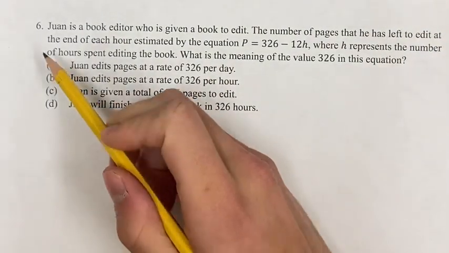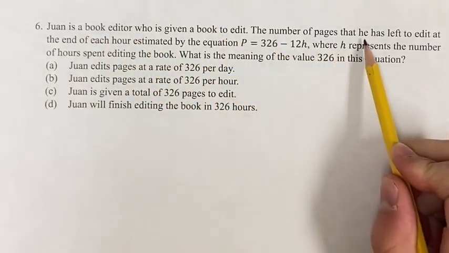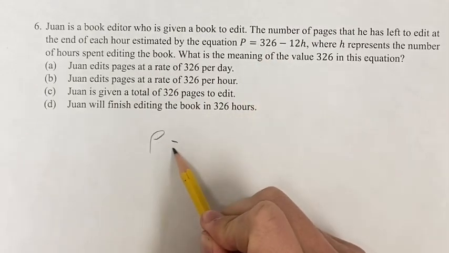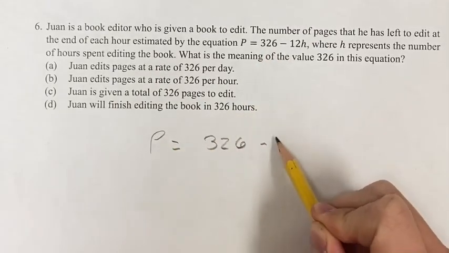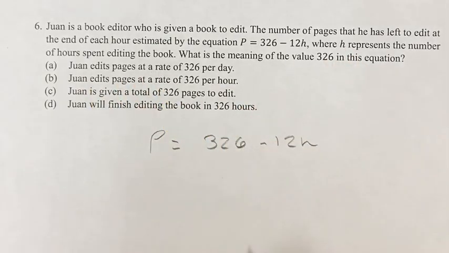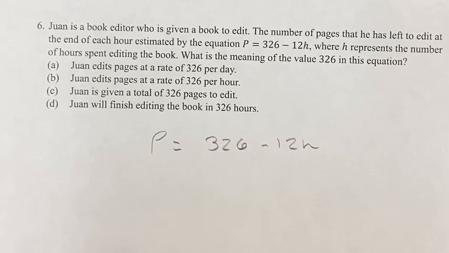In this problem, we're told that Juan is a book editor who is given a book to edit. The number of pages that he has left to edit at the end of each hour is estimated by the equation P is equal to 326 minus 12h, where h represents the number of hours editing the book. And we're asked what is the meaning of the value 326 in this equation.